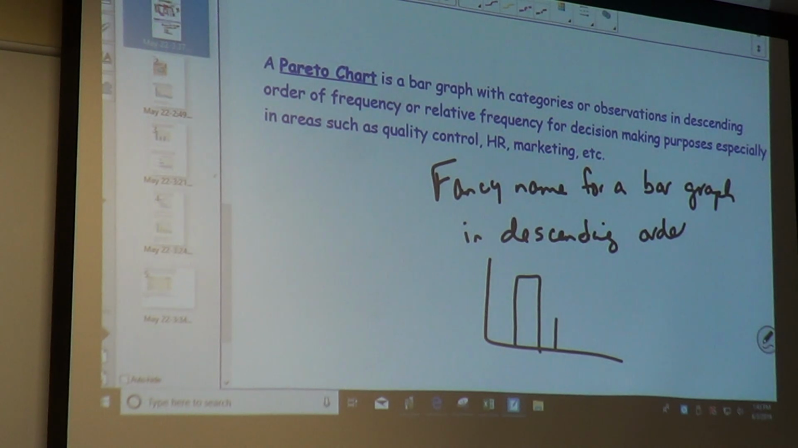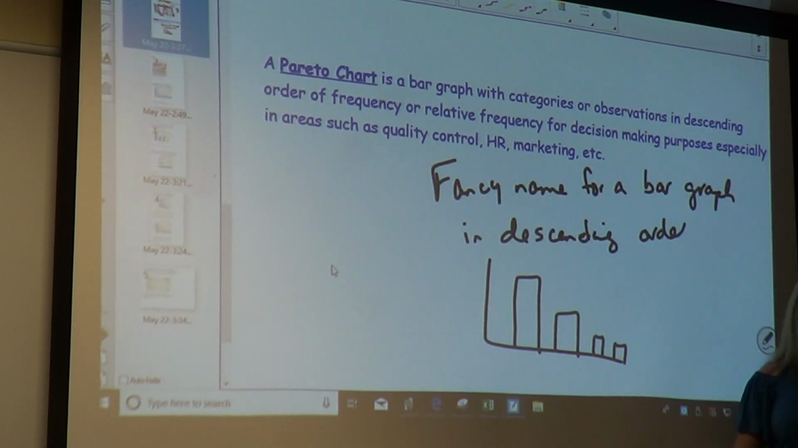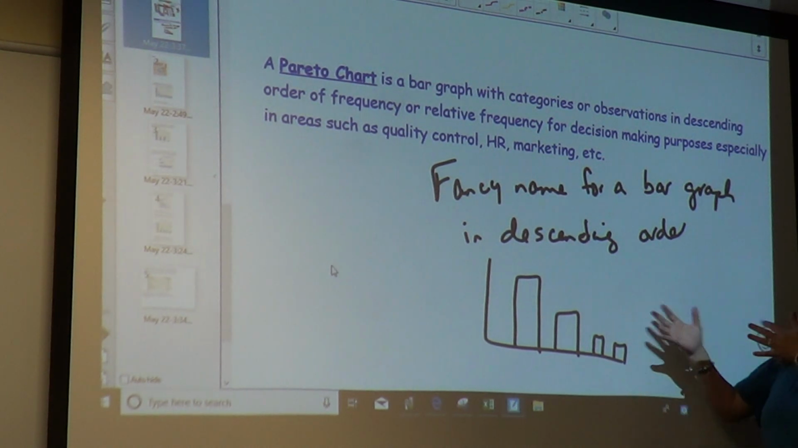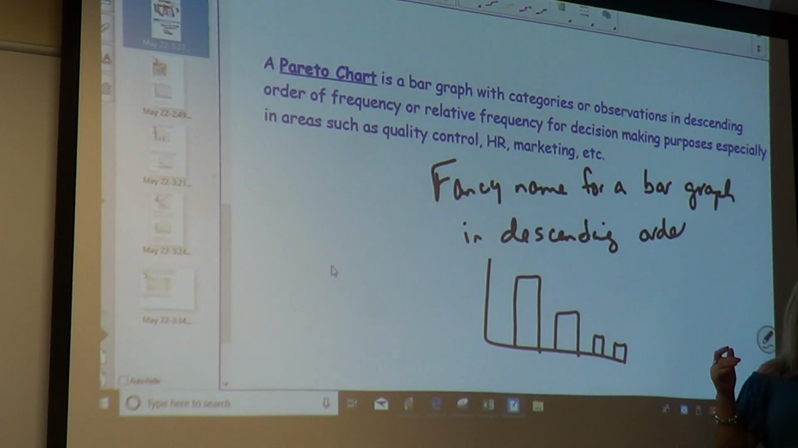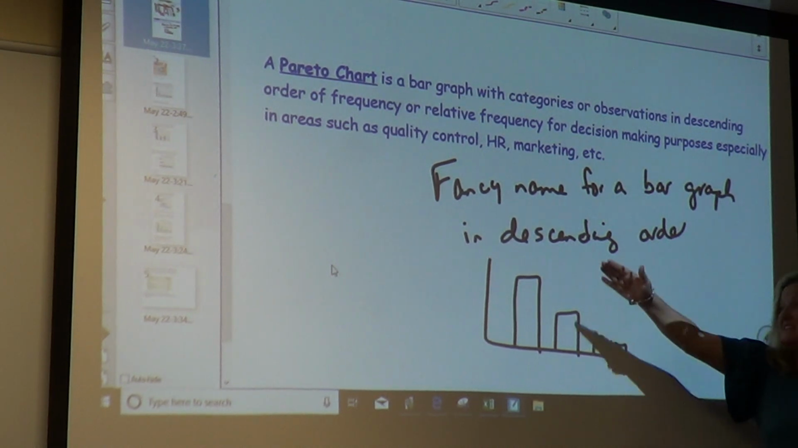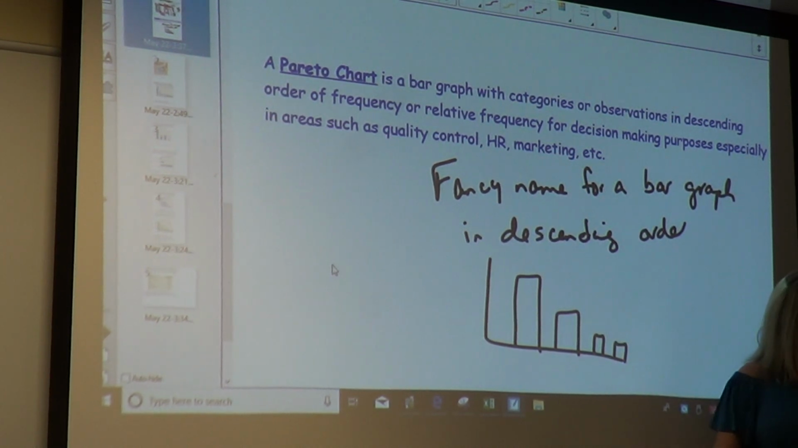This is a Pareto chart. A Pareto chart is a fancy name for a bar graph that goes in descending order. Mathematicians are paid lots of money to confuse you by giving simple things fancy names. That's all a Pareto chart is: a bar graph from greatest to least, descending order, going down. That's it.